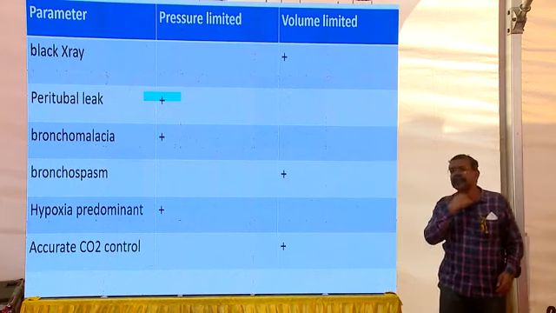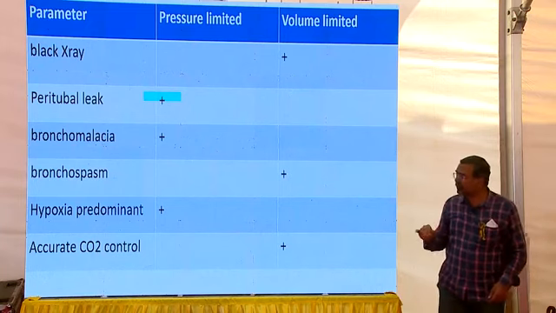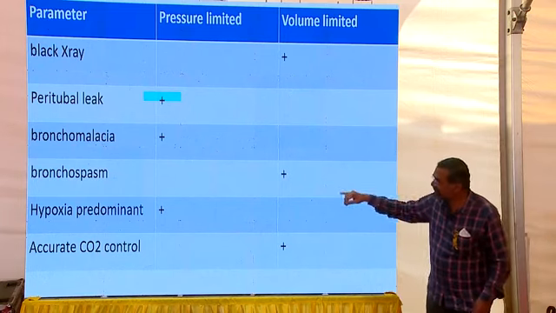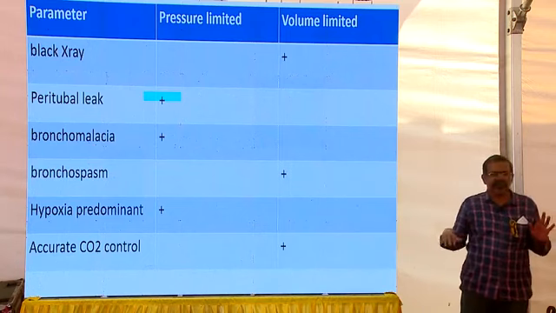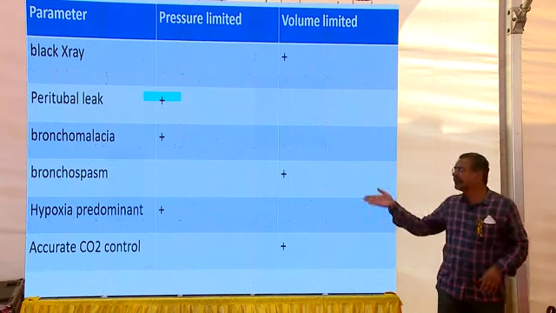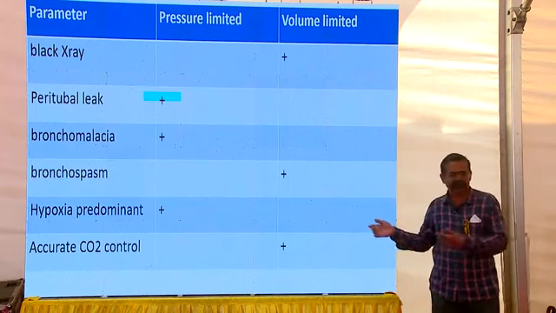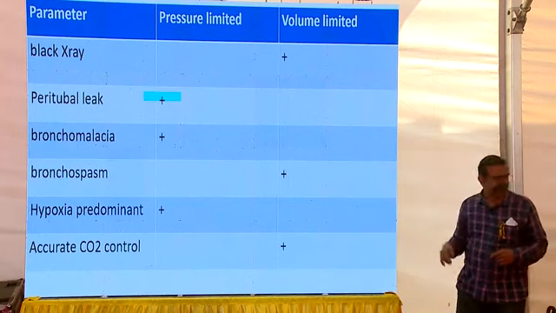If peritubal leak is present, then it is better to ventilate by pressure rather than volume. Then bronchomalacia, bronchospasm, hypoxia dominant, this one actually the same thing we control. So this is the summary of it. Now, what is the basis of it? This is very oversimplified actually. I am sorry for that, but I will try to explain it afterwards.